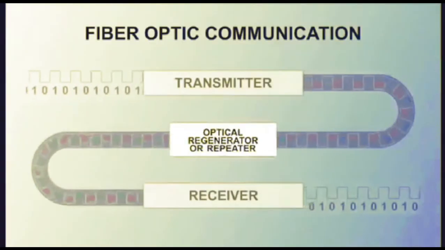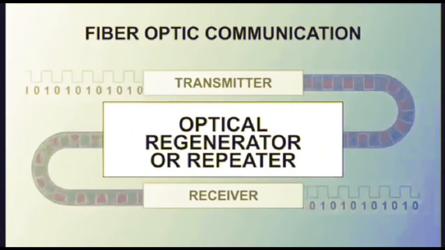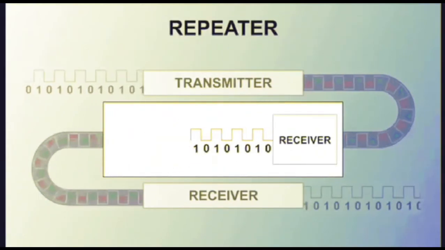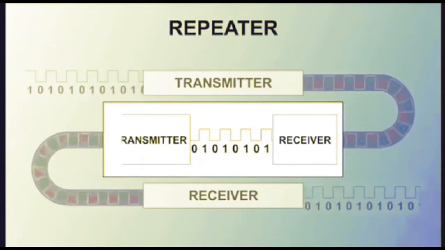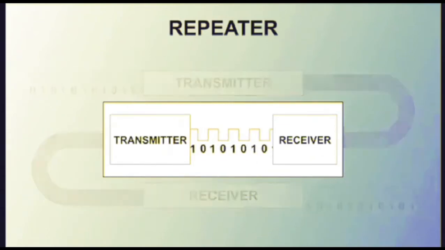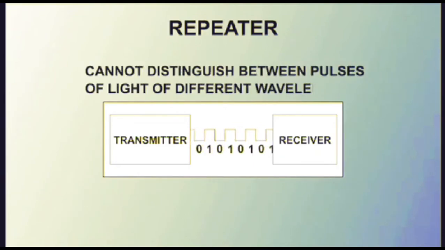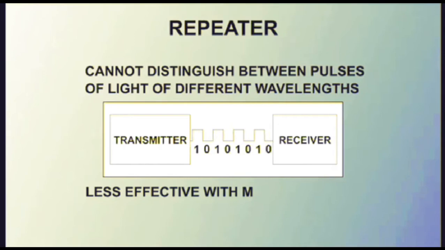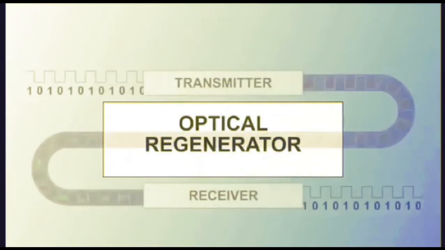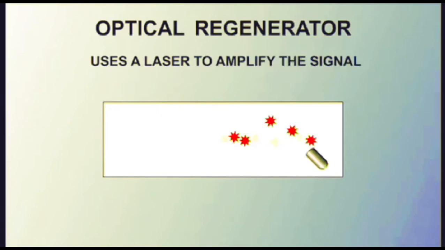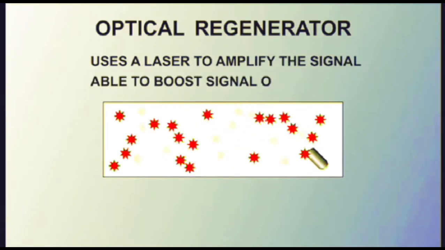However, long-distance applications also require the use of either repeaters or optical regenerators to boost the light signal. A repeater converts the light signal back into an electrical signal and then regenerates a new optical signal. A fiber optic repeater cannot distinguish between pulses of light of different wavelengths and is less effective with multimode fibers. An optical regenerator uses a laser to optically amplify the signal.